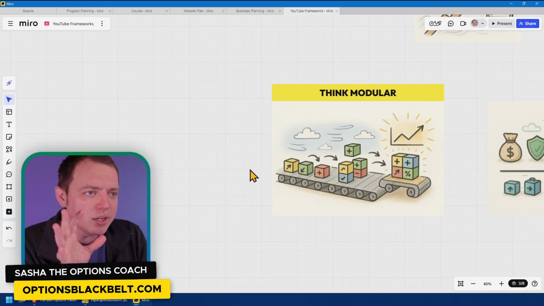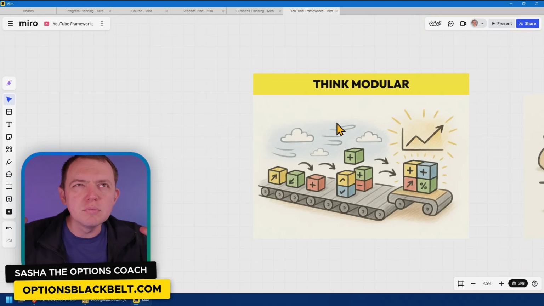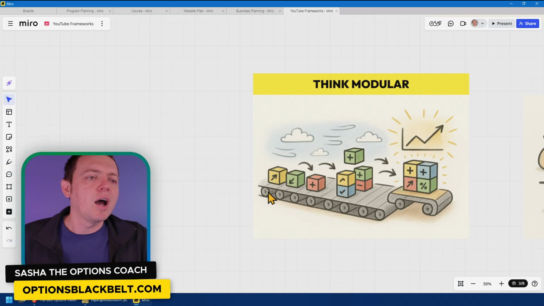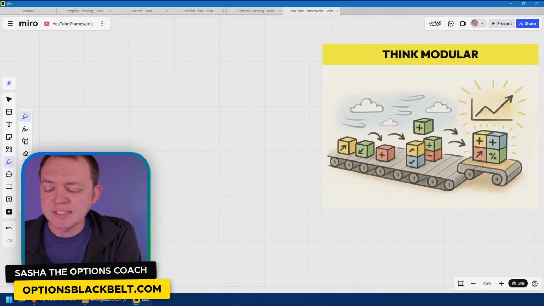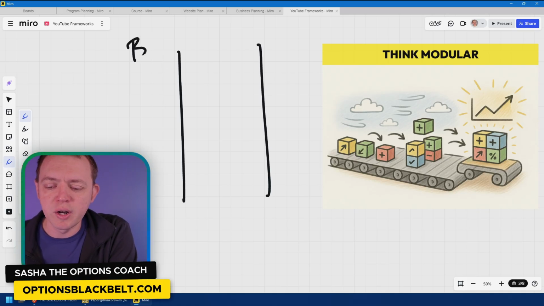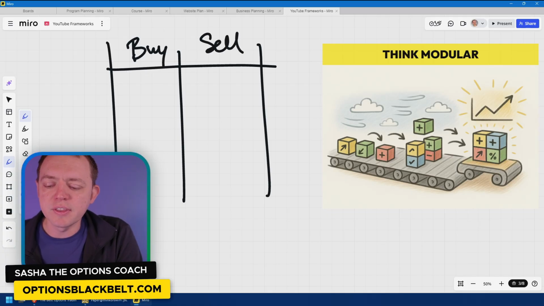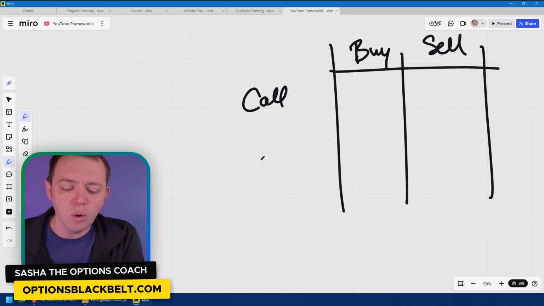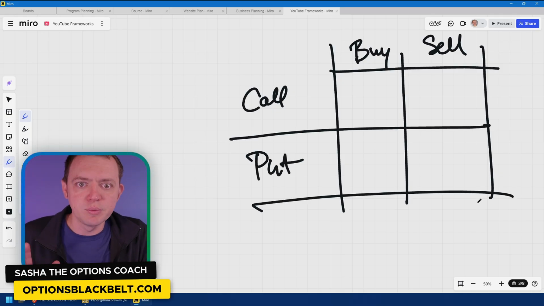Now, when we create a strategy, I want you to start thinking a little bit more modular. Think more Lego style, like building blocks. At a base core level, what we have in the sense of calls and puts, this is what we've got. We've got this quadrant where we are buying or selling, okay? And then the other thing on it is we are buying or selling either a call or a put. Okay, so that's what we've got. That's all it is when it comes to options trading.